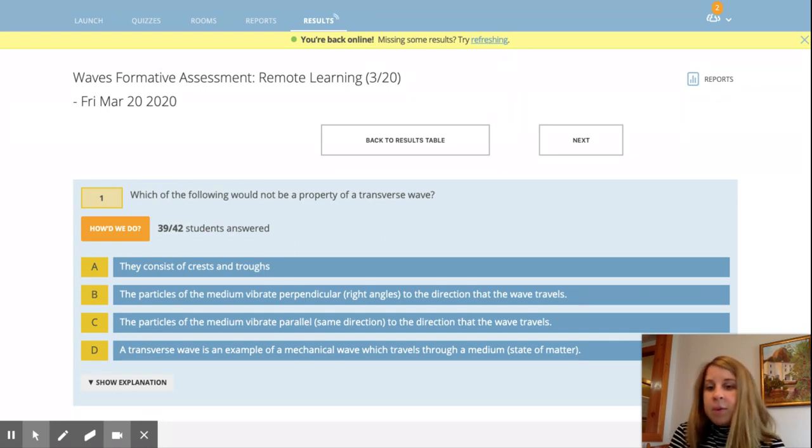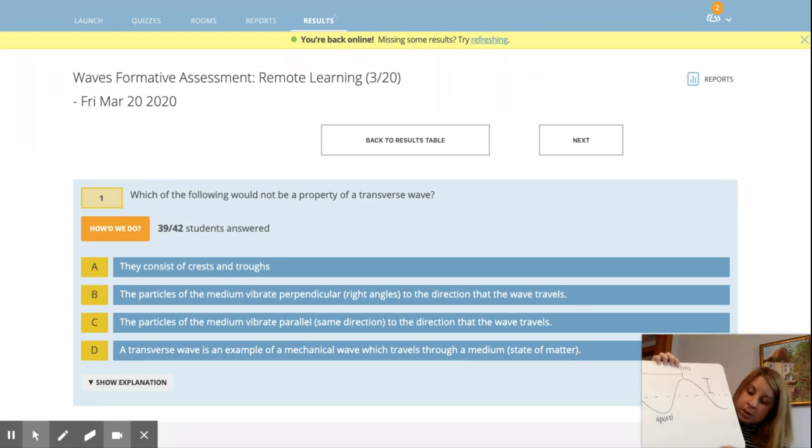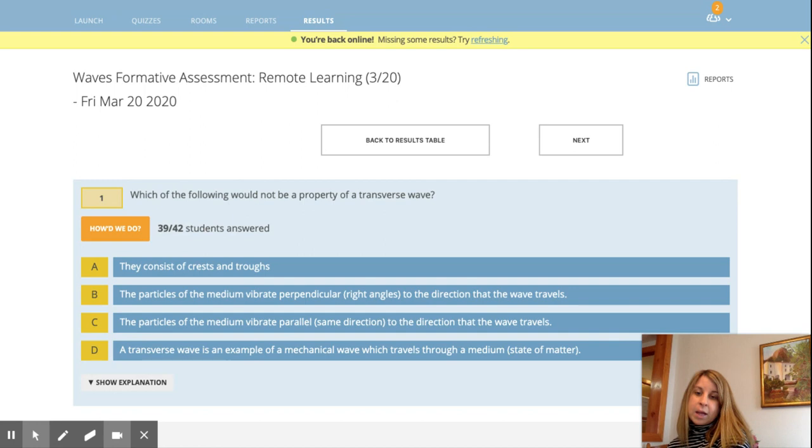So question number 1 was, which of the following would not be a property of a transverse wave? So you go through the answers and it says they consist of crests and troughs. Now we remember our crests and troughs. Our troughs are the low point of the wave. Our crests are the high point, okay? And transverse waves do have crests and troughs. So A would be incorrect because we're looking for what is not a property.